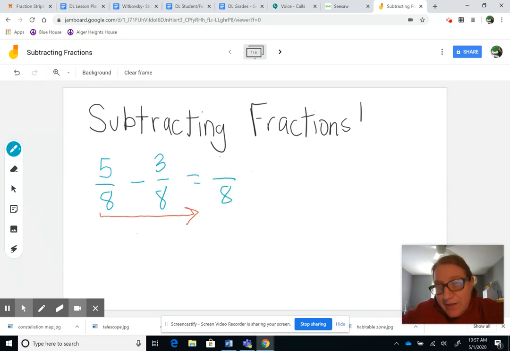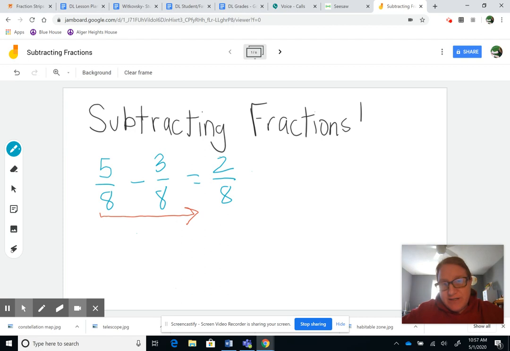If they're different, that's when you have some work to do, and I'm going to show you that today. But then you go up to the top and you just simply subtract 5 minus 3. What is 5 minus 3? It's 2. So 2/8 would be what's left in the box of muffins. You can simplify that, and I'll talk about that a little bit later, but that would be a fine answer for me right now, 2/8.